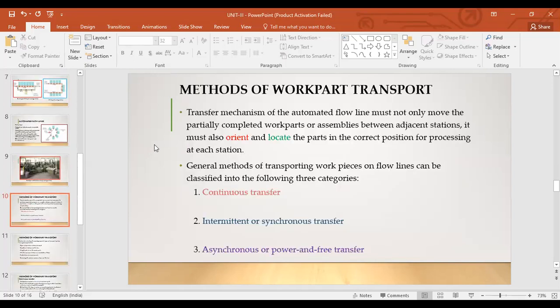When it comes to the method of work part transport, the transfer mechanisms must not only move partially completed work parts between adjacent stations, they are also responsible for orienting and locating the parts. So it should be able to orient and locate the parts in the correct position.